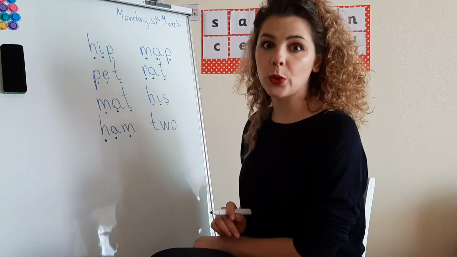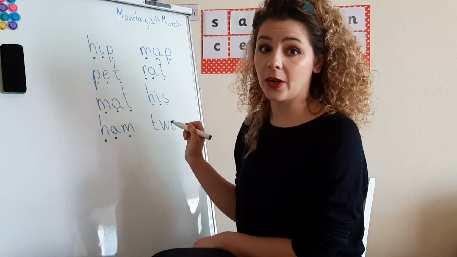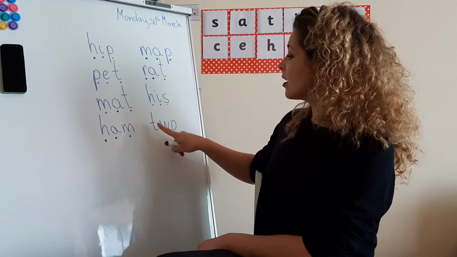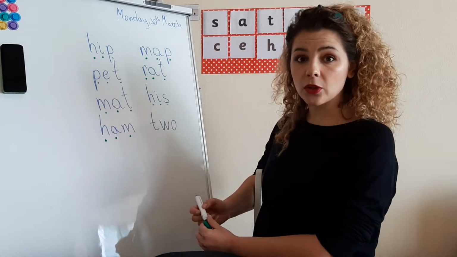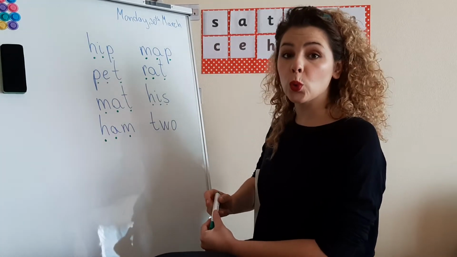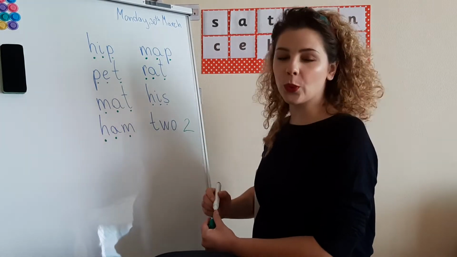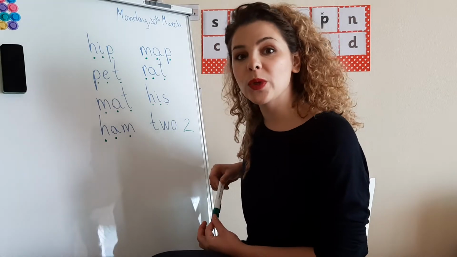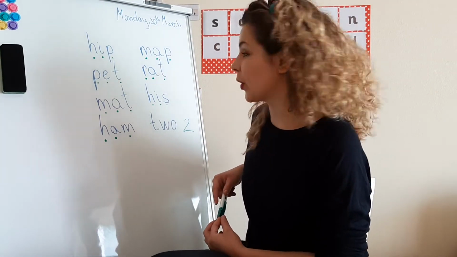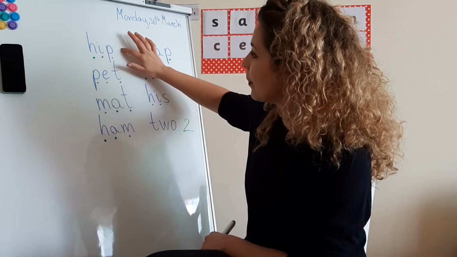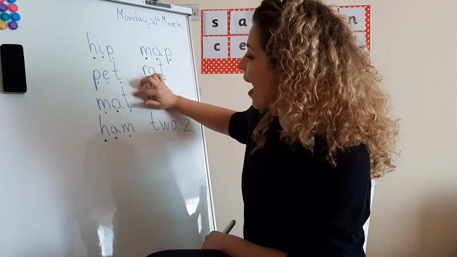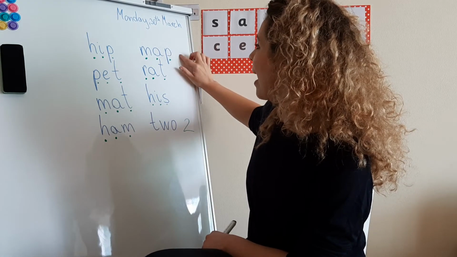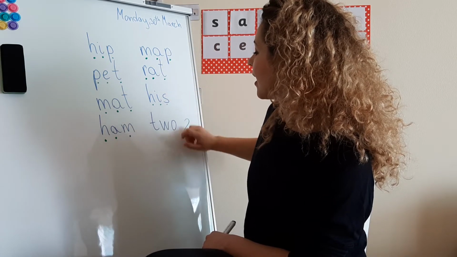This is one of the tricky words, okay? His. Okay? And the last word is completely tricky. The letters are t, w, o, but the word is not "tuh-wo". The word is two, as in the number two. So remember, last week you had number one on your list, and this week you have number two. Okay, so let me just read the words for you one more time. Hip, pet, mat, ham, map, rat, his, and two.